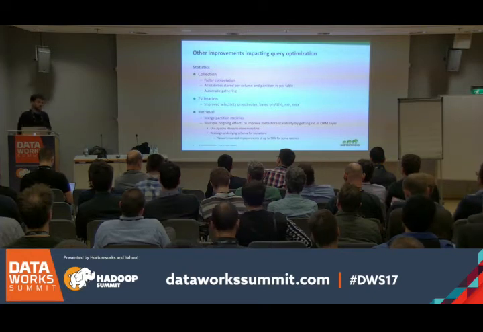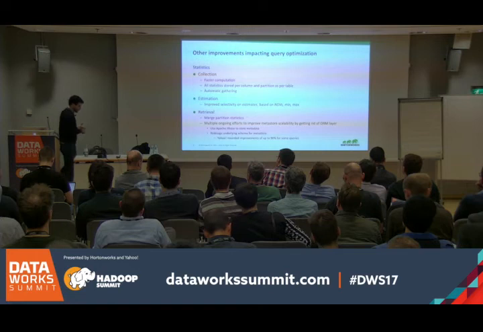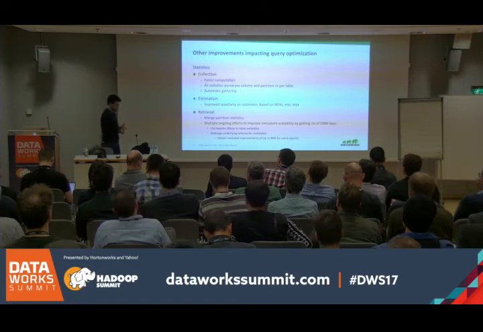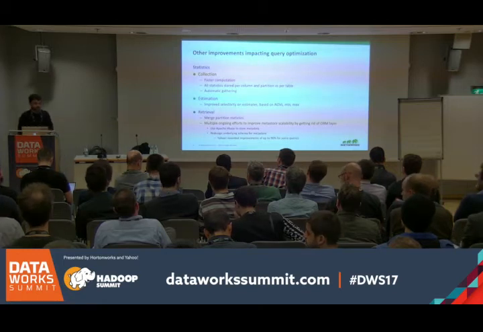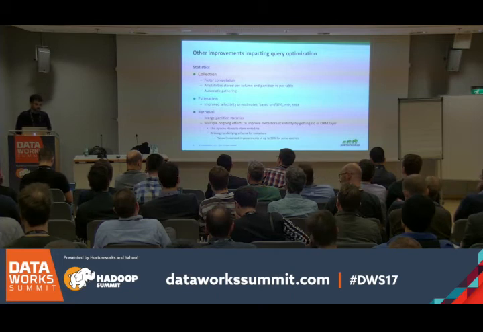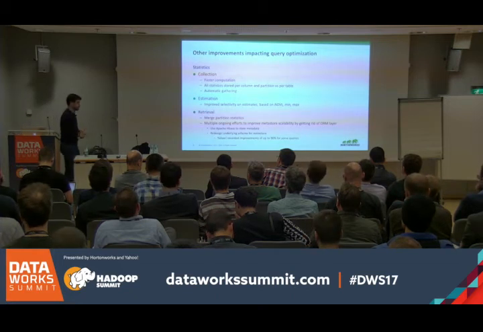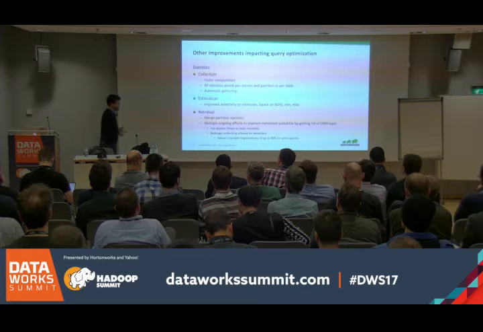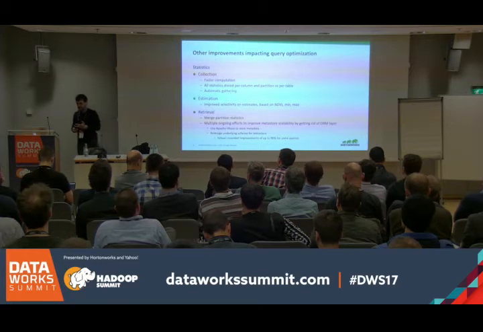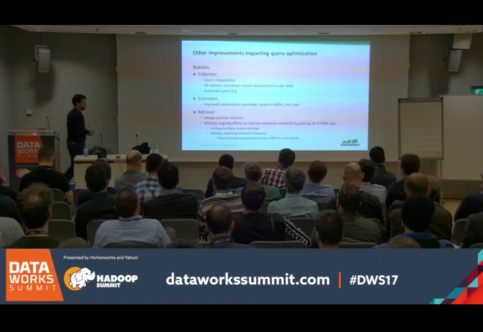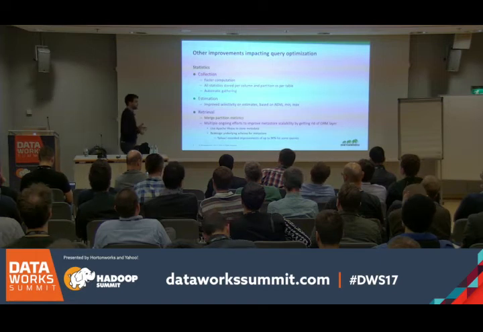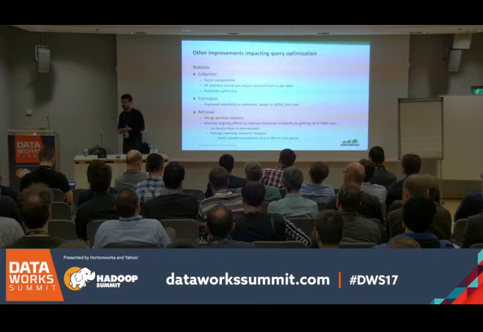Improvements in the estimation, so this is very important, because if we get wrong stats estimation in the middle of a plan, we might get the wrong plan at the end, the wrong execution plan. So there have been improvements in the selectivity estimates based on number of distinct values, minimum and max. And finally, the retrieval. There have been improvements on merging partition statistics, and there have also been multiple efforts to improve the metastore scalability by getting rid of the object relational mapping layer.